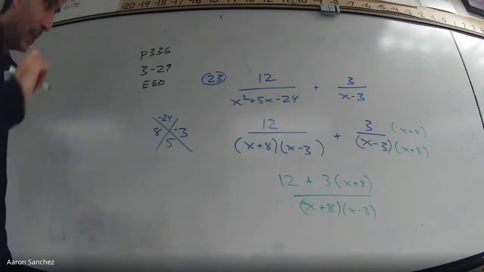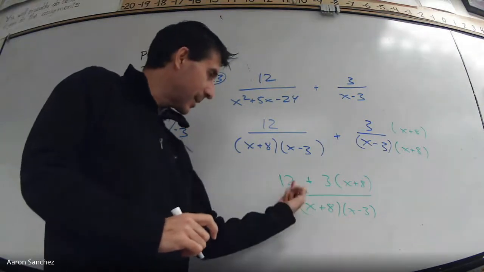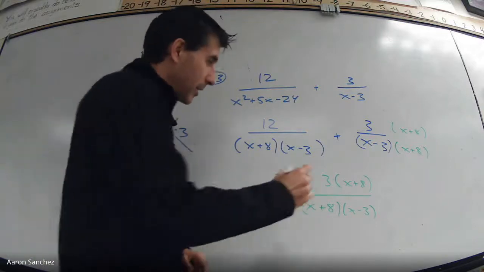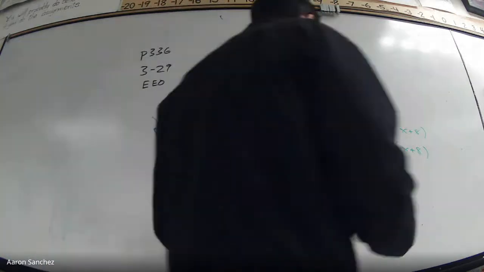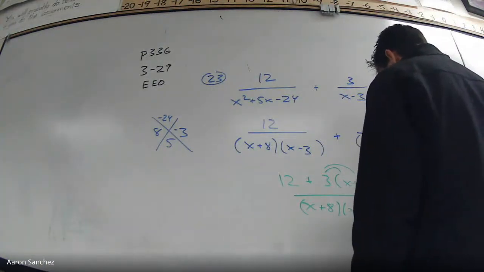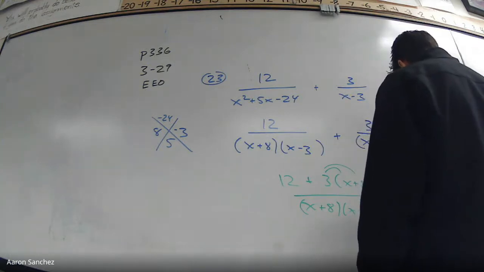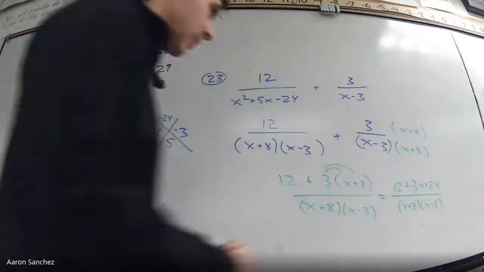Okay? Now I can add these. This stays the same, but I can add the numerator. But in order to do that, let's distribute the 3 and rewrite this. Hopefully you can see this. Can you see this? 12 plus 3x plus 24 over x plus 8 times x minus 3. Can you see that in the camera?